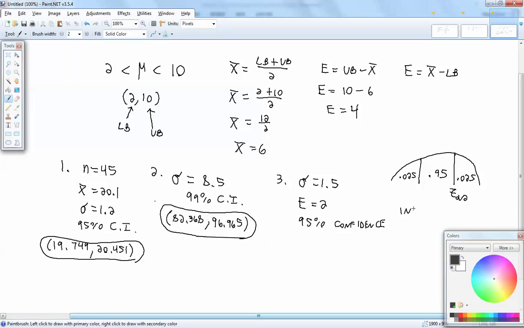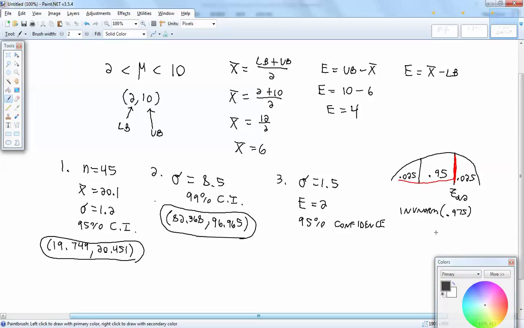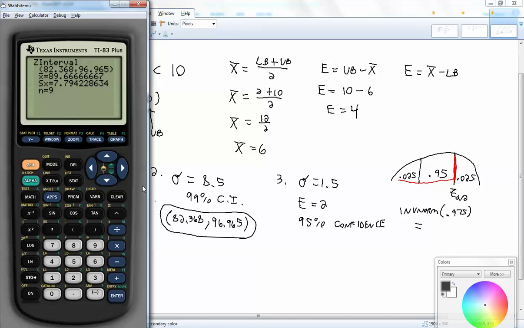And how we find that is using INV norm. Now INV norm is always based upon the area to the left. So I'm looking at the area to the left, and I have to add up all of this. So I'm going to add up these two values: 0.025 plus 0.95 gives us 0.975. Let's plug that in our calculator. So we'll do second vars, choose INV norm. I'll do 3 to choose it. 0.975.